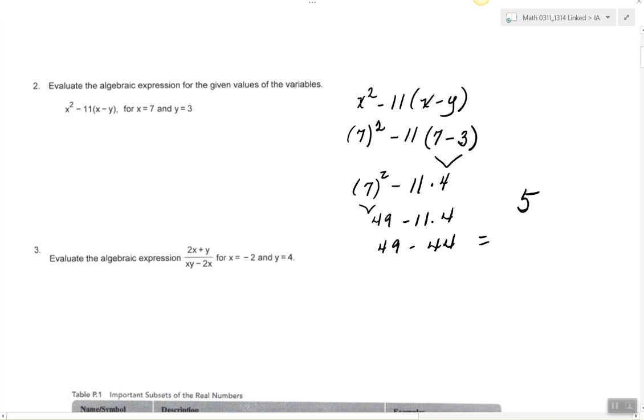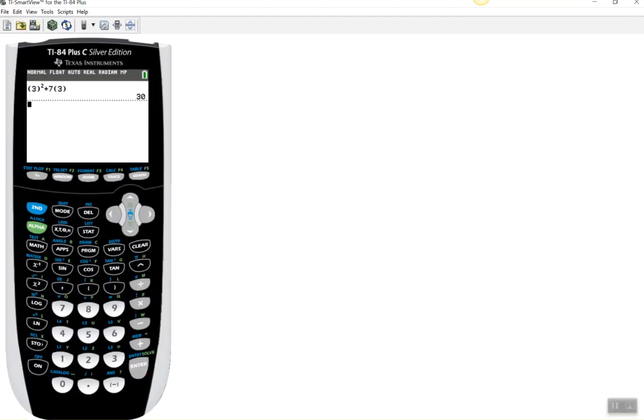Let's suppose I go to my calculator. You can clear that last entry by pressing clear if you want to. So now I'm going to put open parentheses 7, close parentheses, squared, minus 11, open parentheses, 7, subtract 3, close parentheses. This is your subtraction button. This is your negative sign button. So press enter, and there's your 5, much, much faster.